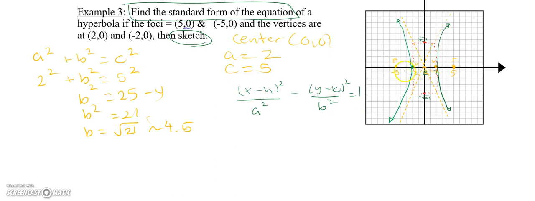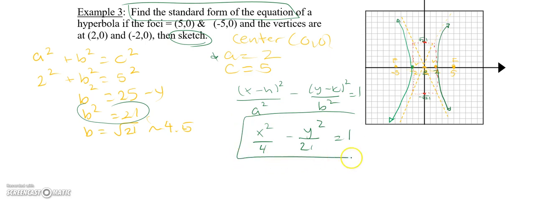So my center is at 0, 0, so my h, k is at 0, 0. So I know it's x squared and y squared. I found that my a was 2, so my a squared is 4. And my b squared was 21. So x squared over 4 minus y squared over 21 equals 1. So that is the standard form of the hyperbola there.